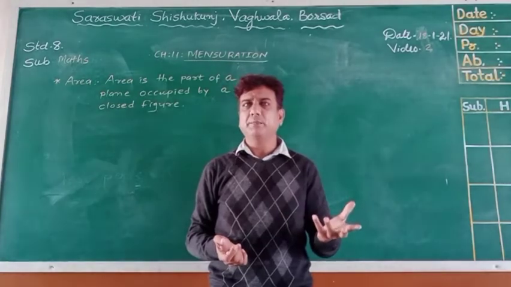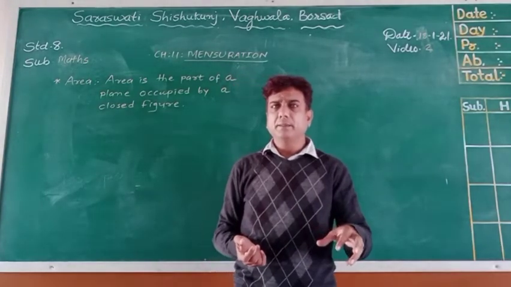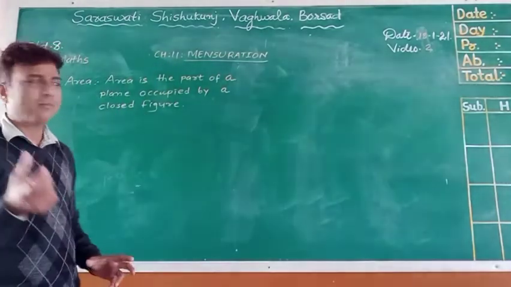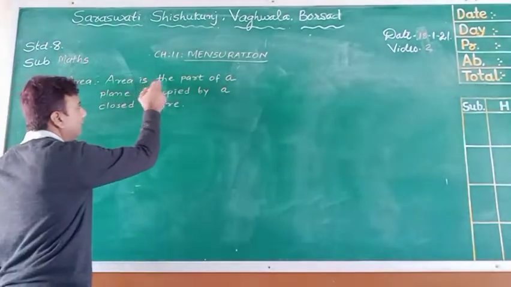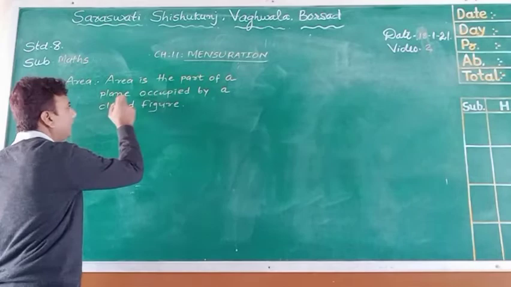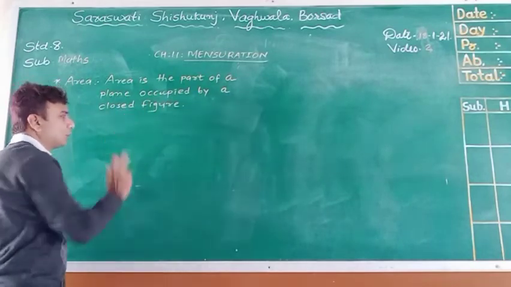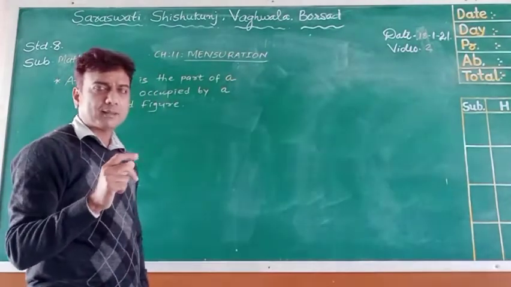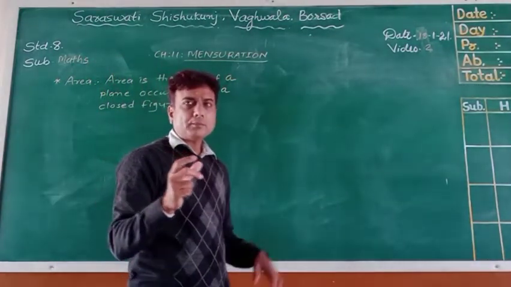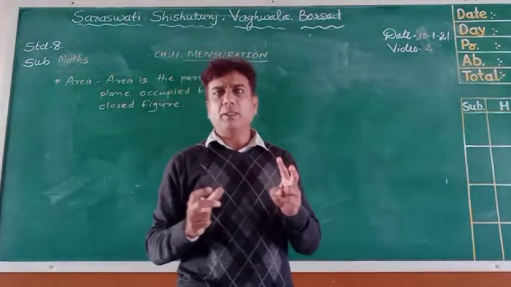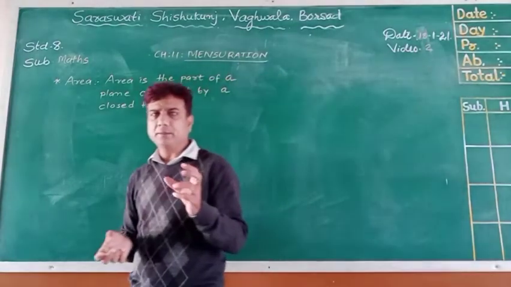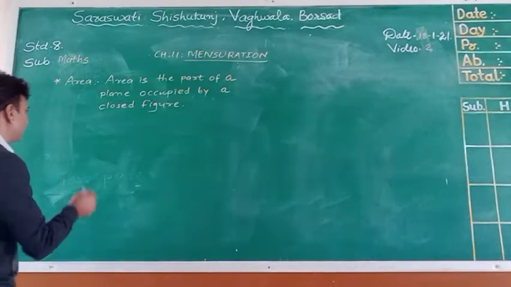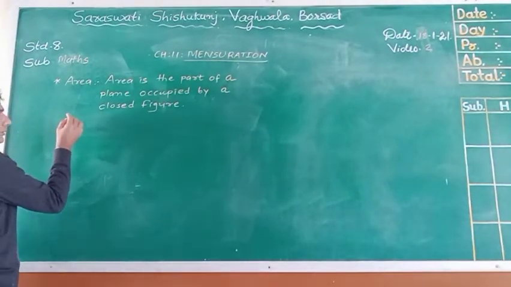And in area, the second topic is area. What is the meaning of area? Area is the part of a plane occupied by a closed figure. This I also taught in the previous video. And two formulas we already learned: the area of a square. First, formula 1, 2, 3, 4.